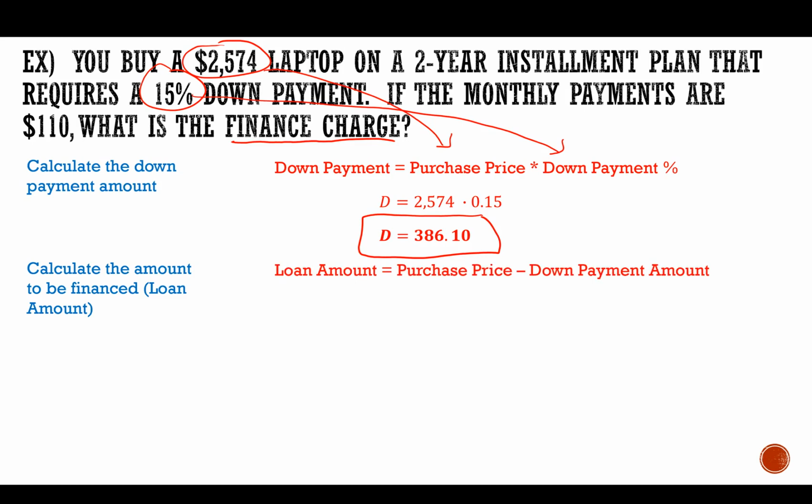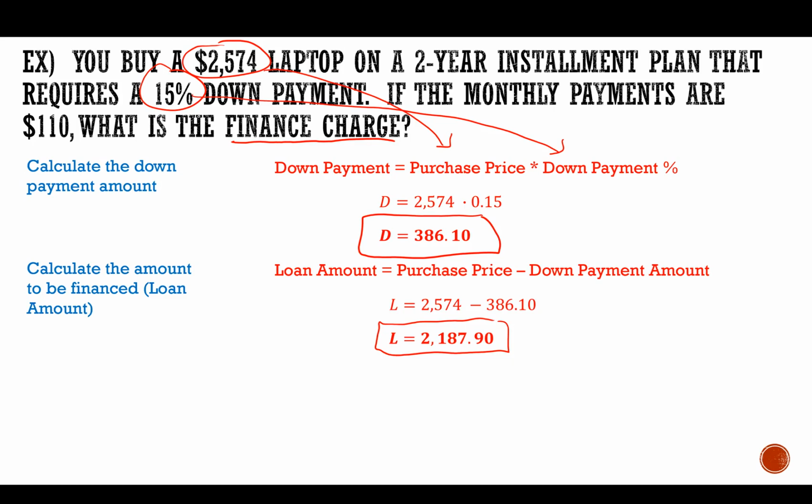To get the loan amount, let's take the purchase price, which we already knew was $2,574, and subtract the down payment that we just found, $386.10. Subtracting that gives us our loan amount, $2,187.90. That's what I'm borrowing. That's what I still have to pay off. I already paid $386.10, and I still have to pay off the rest of it. That's the loan amount, $2,187.90. It's called the loan amount because that's what I'm borrowing. That's how much they're loaning me.